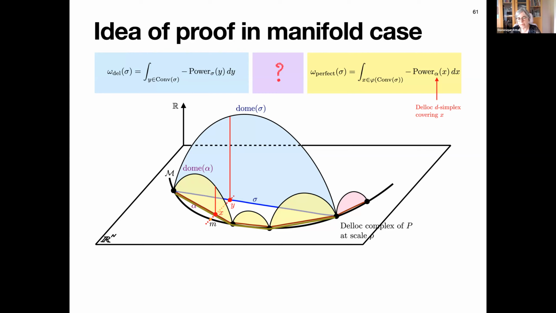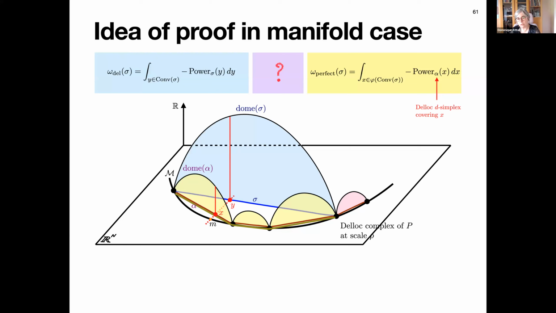And so for the perfect weight, we can do the same trick. We can replace the height in the integral here. We can replace the height of the dome at point y in sigma by the height of the dome alpha here at point x. But how do we know that the Delaunay weight is larger than the perfect weight? How can we be sure of that?